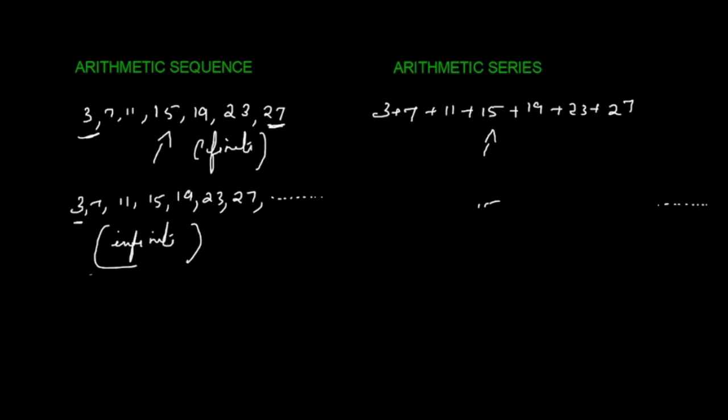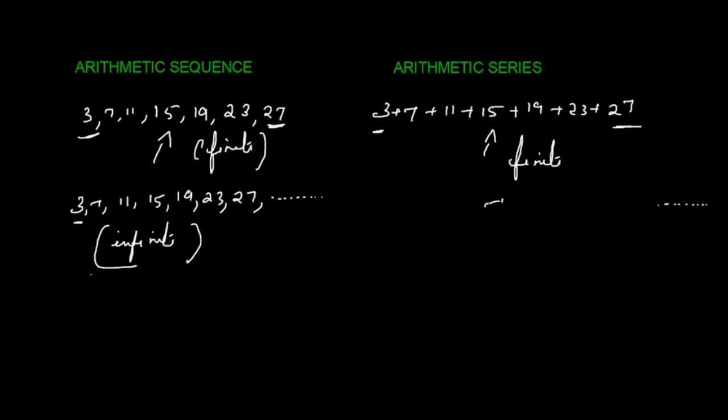Now, in the same way, what is a finite series? Finite one: that is 3 plus 7 plus 11 plus 15 plus 19 plus 23 plus 27. So you can see that it has a beginning number and an ending number, right? So it is actually a series, a sum of numbers. So we can say that this series is a finite series.